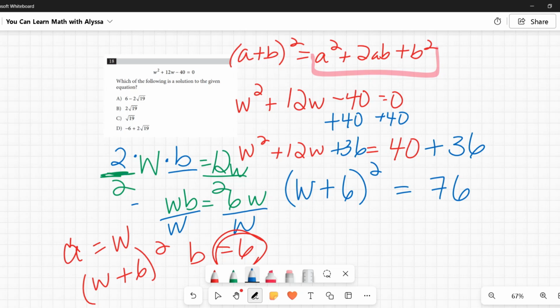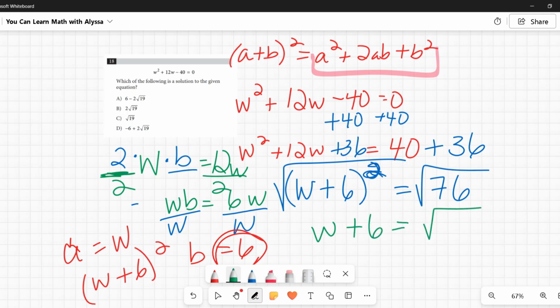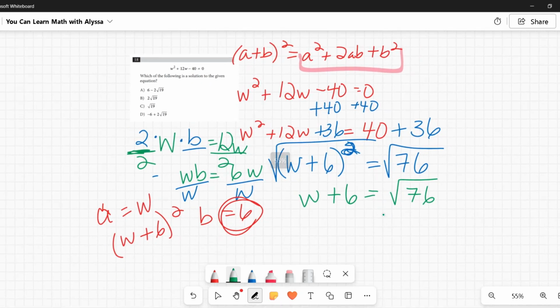So now I need to solve. So I need to undo what's been done to w. So I need to take the square root of both sides to undo this square. On the left, I'm going to get w plus 6 is equal to the square root of, why did I write 2? 76. And then I'm going to subtract 6 from both sides to get rid of that. And I get w is equal to negative 6. And because it's a square root, we have to say plus or minus square root of 76.